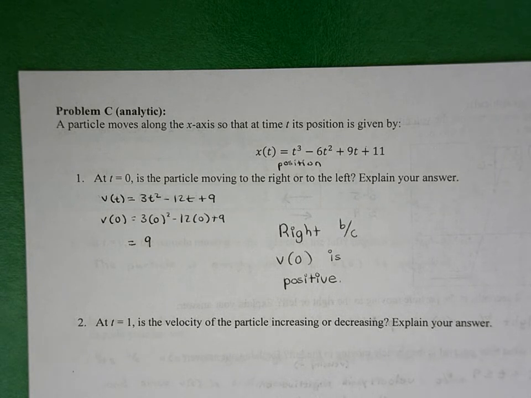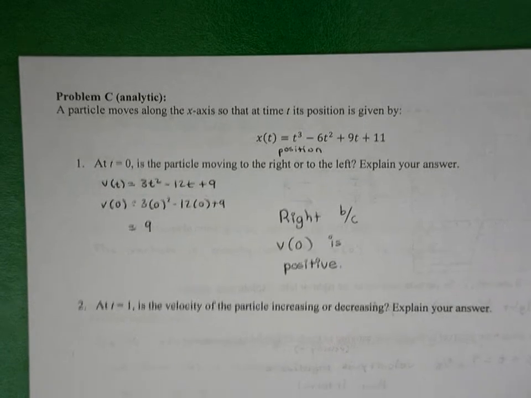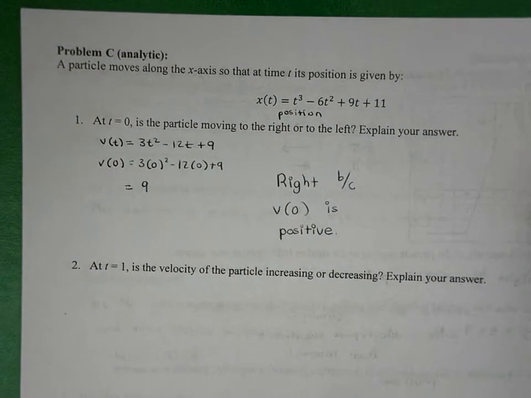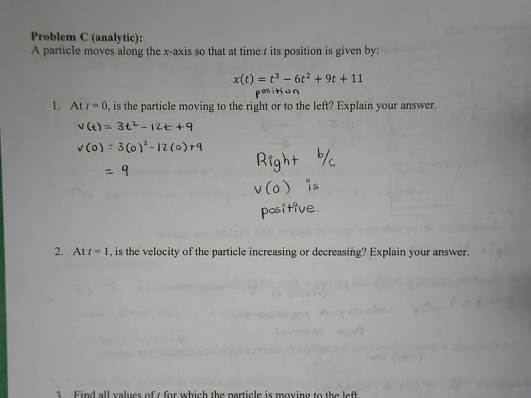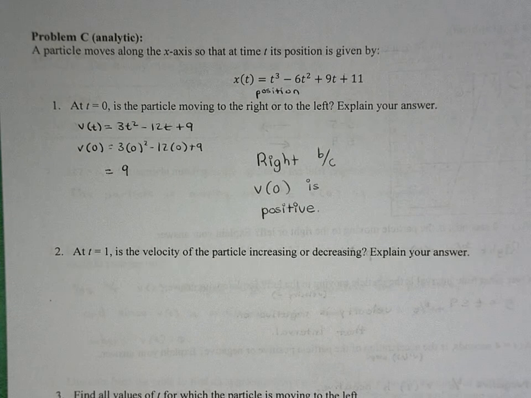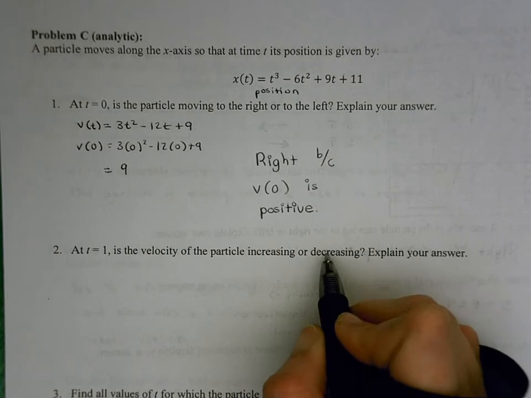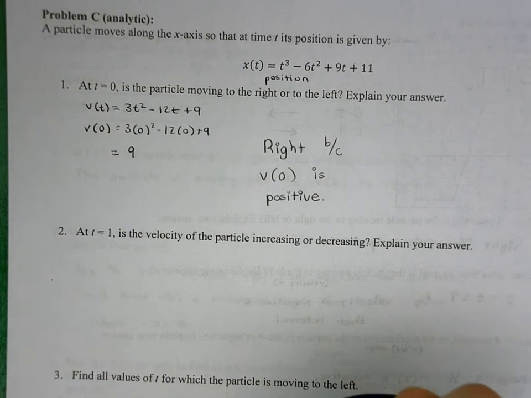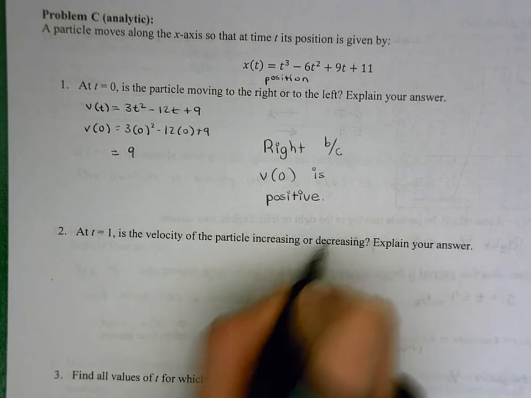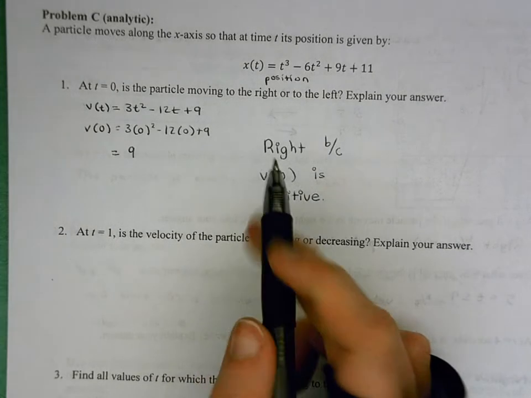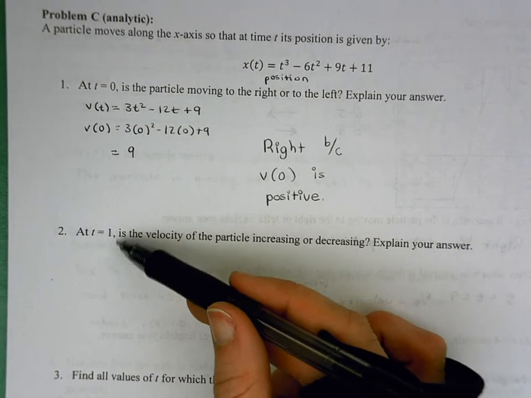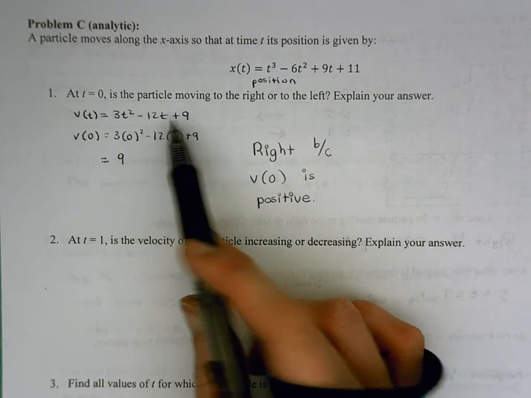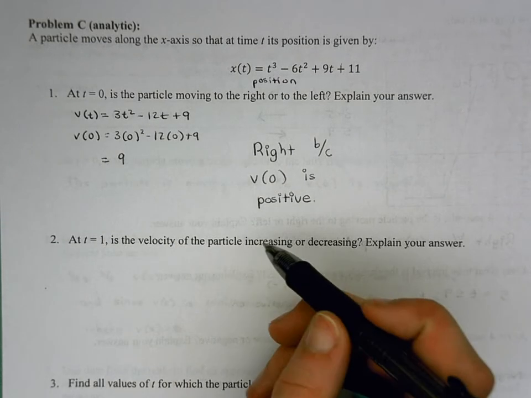Okay, number 2, we're asked at t equals 1, is the velocity of the particle increasing or decreasing? Explain your answer. Well, if velocity is increasing or decreasing, that's actually asking me what's my acceleration doing? Is my acceleration positive or negative? And again, the reason we know this is if we put t equals 1 into our velocity equation, that doesn't tell us what our velocity is or how our velocity is changing.